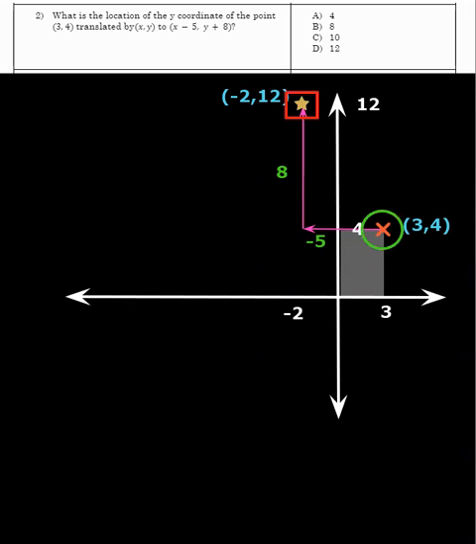Since the question was, what is the y-coordinate? We're looking for the second number there because we labeled the ordered pair as (x, y), and the correct answer is D, 12.